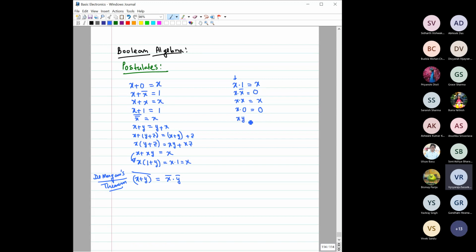Similarly, xy can be written as yx. It does not matter which one you write first. Then x(yz) can be written as xyz. Then x plus yz can be written as (x plus y) and (x plus z). You can actually check whether you can write it or not.